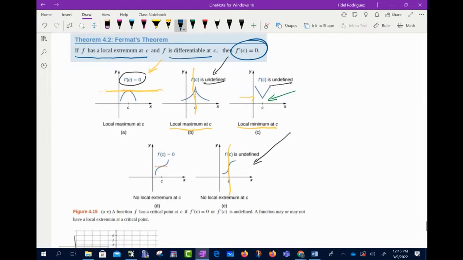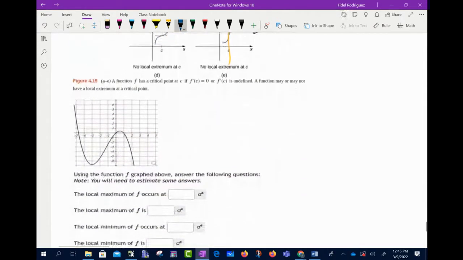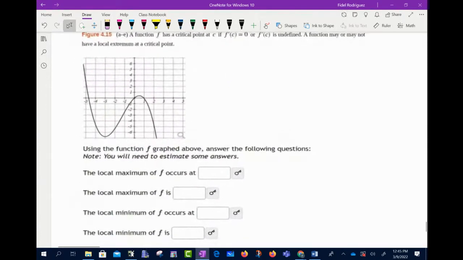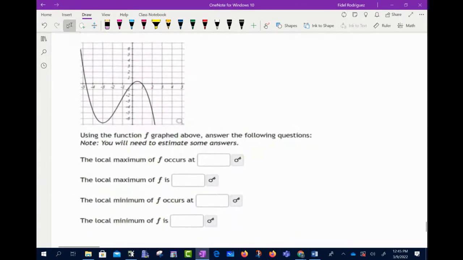So let's take a look and see if we can do this first problem here. Y'all, I took this problem directly from your homework, okay? We've talked about graphs like this before. So look at the directions. It says use the function f graphed above and answer the following questions. It says note we're going to have to estimate some answers.